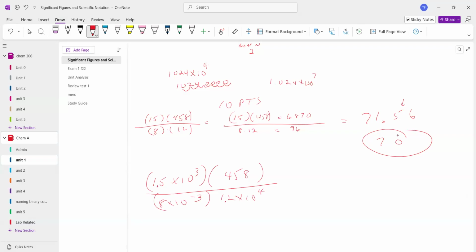Remember, scientific notation is in two parts. The first part is from 1 to 9, actually, it's 9.9999. And the second part is an exponentiation base 10. Okay, so to do this problem, I'm going to do the same thing. Multiply everything on the top, divide by everything on the bottom.